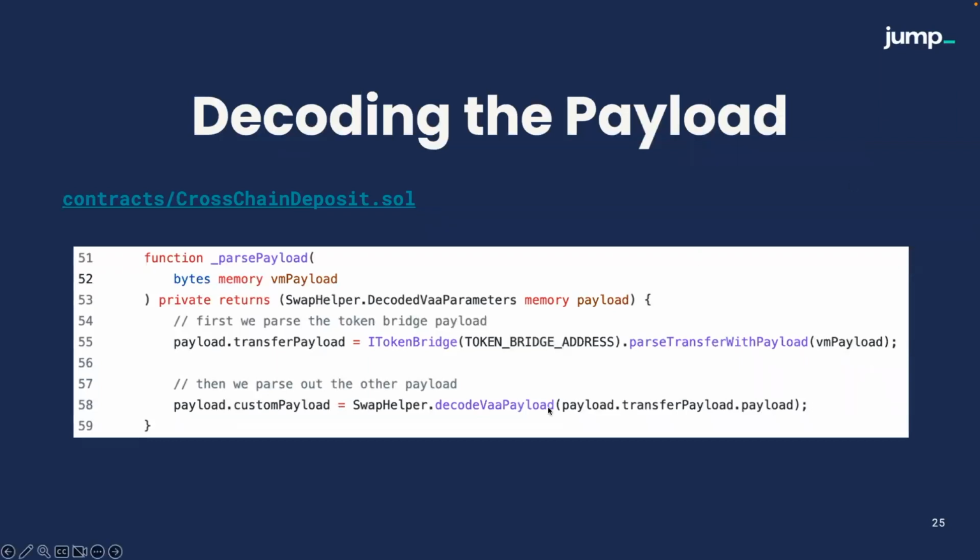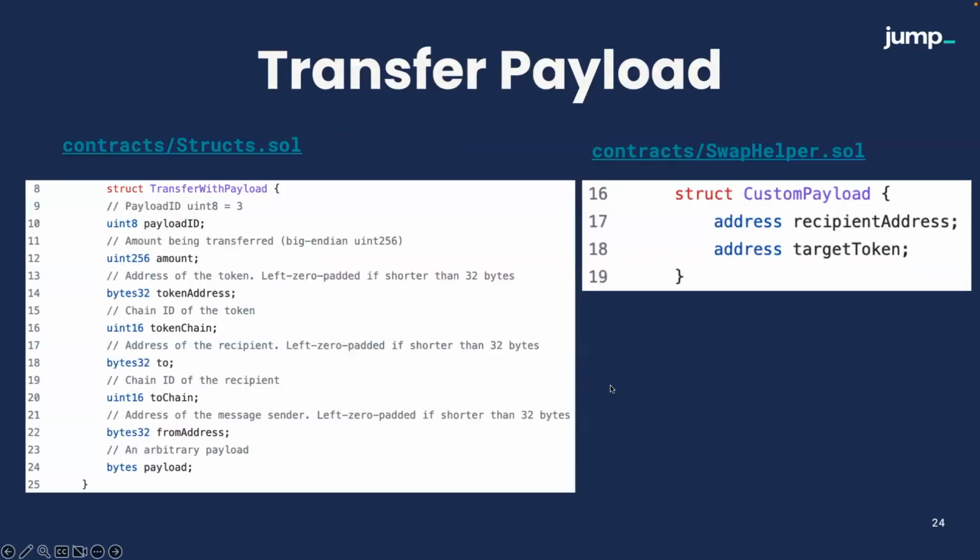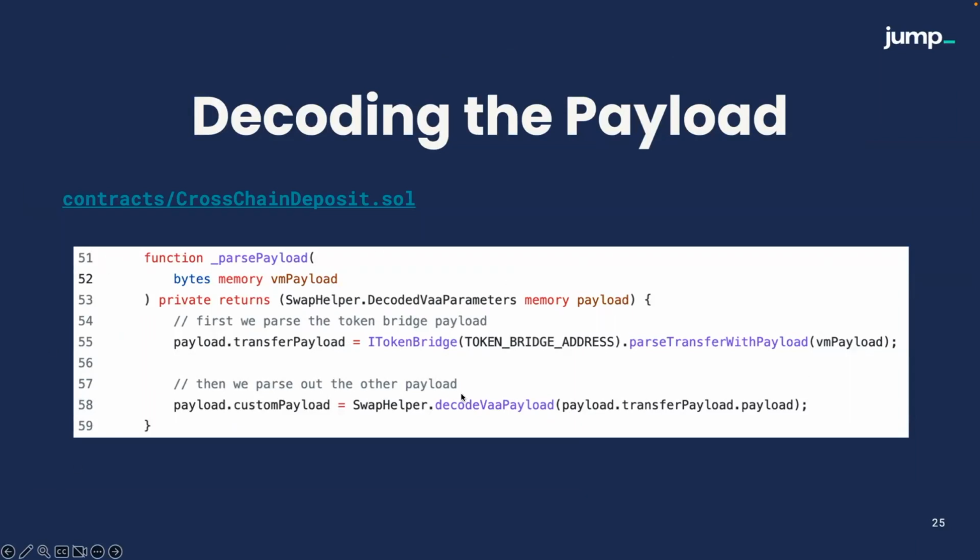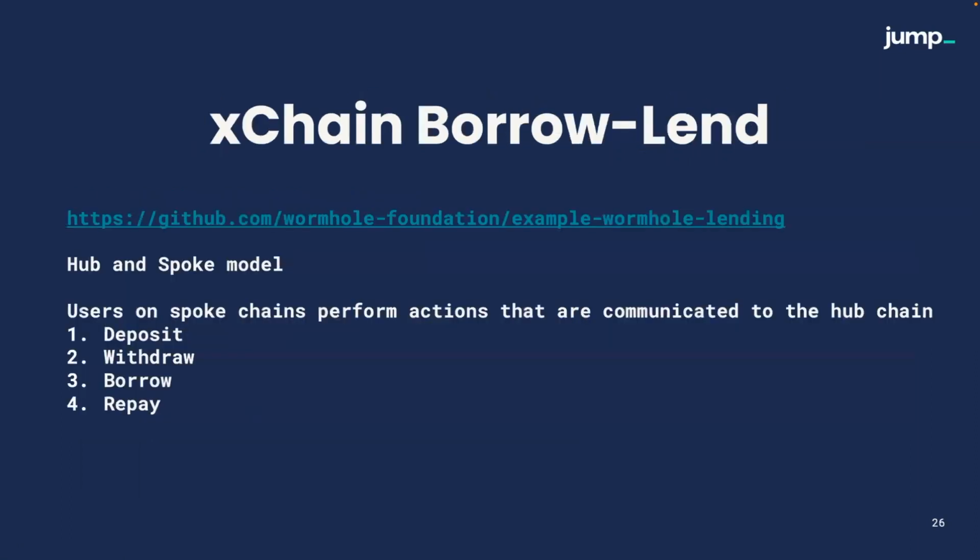Yeah, and this just shows how you can decode that payload into the custom payload. So that just takes this bytes payload and decodes it into this custom payload that I have here. But you can dig into the code to look into how exactly this works yourself. And so that's for cross-chain deposits.